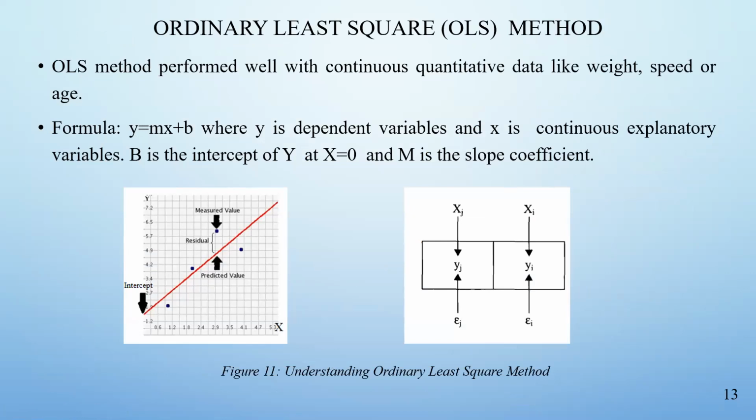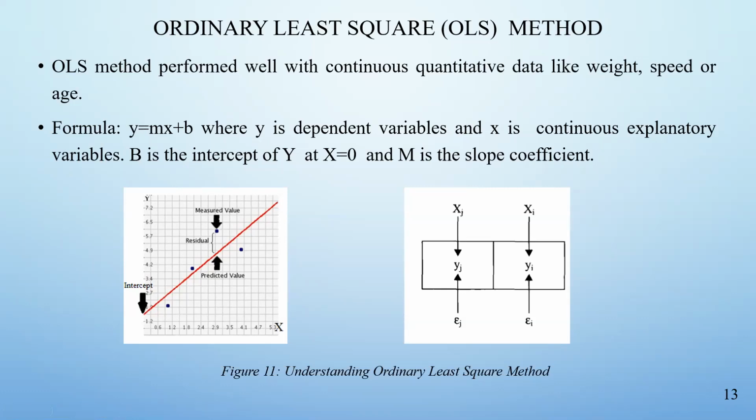Okay, here is the ordinary least square method. It is not a spatial regression method. It is the ordinary traditional regression method. The OLS method performs well with continuous quantitative data like weight, speed, or age. It is based on the straight line formula y equals mx plus b, where y is the dependent variable and x is the continuous explanatory variable, that means the independent variable.